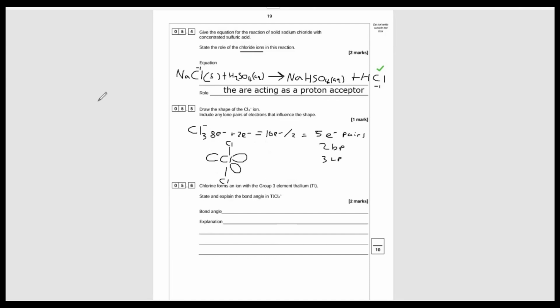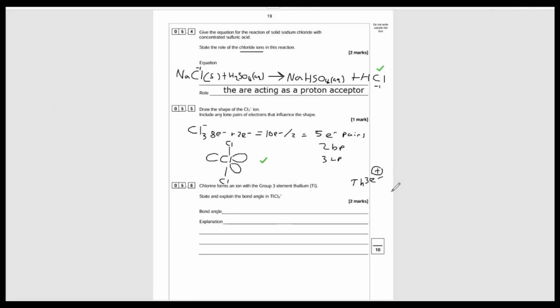Right. 5.6. That's 1 mark. Oh, what a brute. Right. 5.6 Chlorine forms an ion with the group 3 element thallium, Tl. State and explain the bond angle in TlCl2 plus. So they tell us that thallium's in group 3. So again, we go, well, Tl has 3 electrons normally in the outer shell. However, it is a plus.